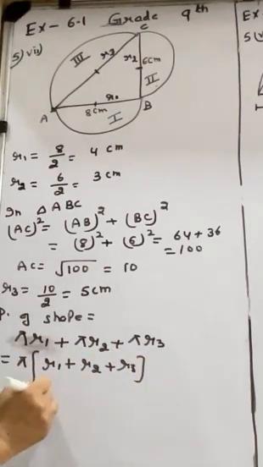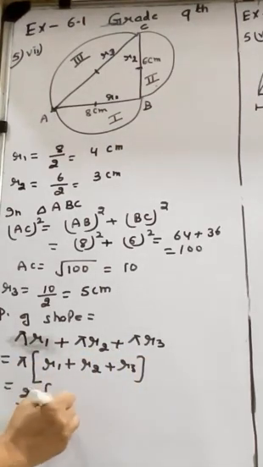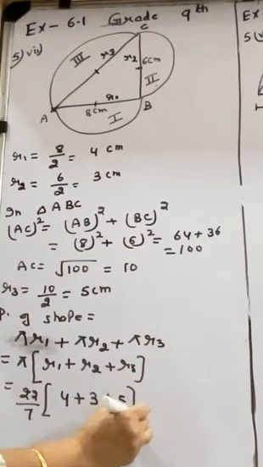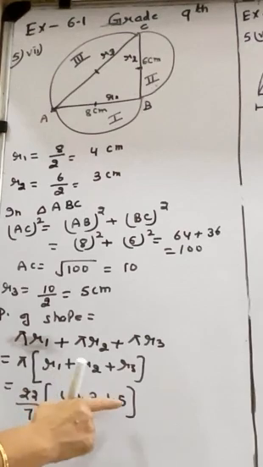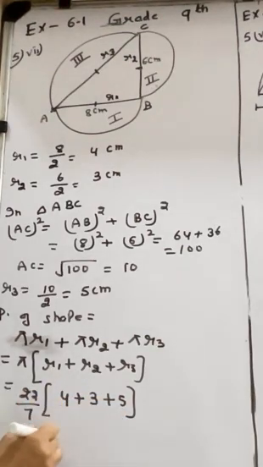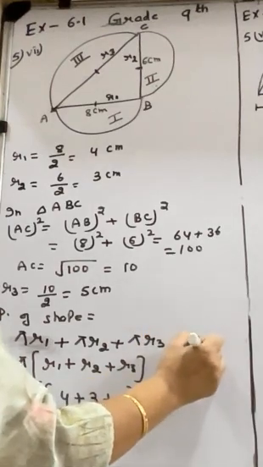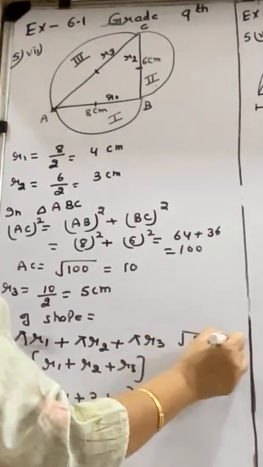R1 plus R2 plus R3. Since the value of pi is not given, use 22 by 7. R1 is 4, R2 is 3, R3 is 5. 4 plus 3, 7. 7 plus 5, 12. You will get 22 by 7 into 12. Do the multiplication. 12 twos are 24, 12 twos are 24 plus 2, 26. Again 264 divided by 7.